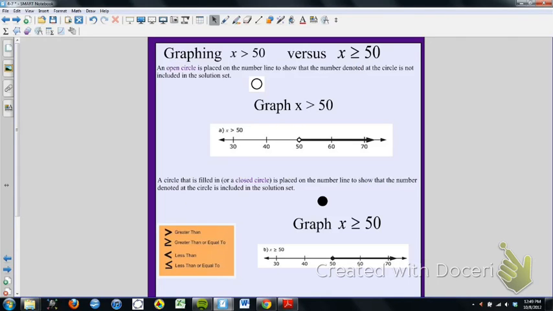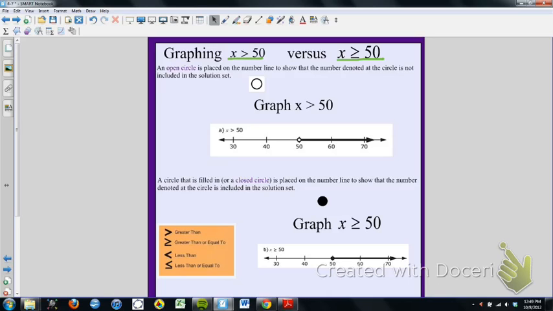Okay, let's talk about graphing inequalities. There are two main types of inequalities. There's the strict inequality, as they call it. That's when it's not equal to the number. So x is greater than 50 means that x cannot be equal to 50. And x is greater than or equal to 50 means that the first number x can be is 50. Greater than or equal to.